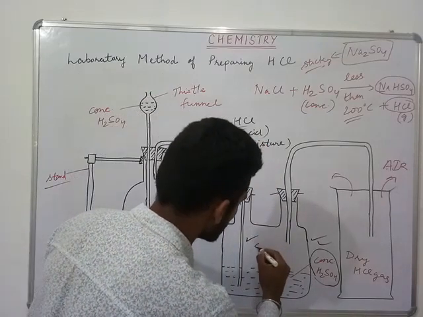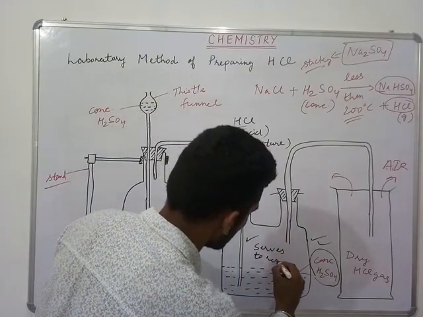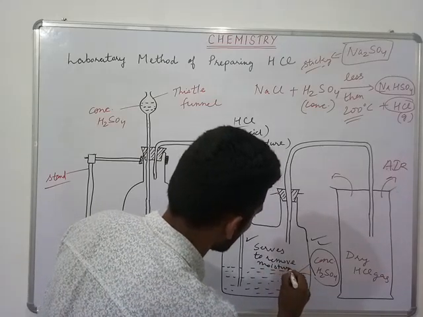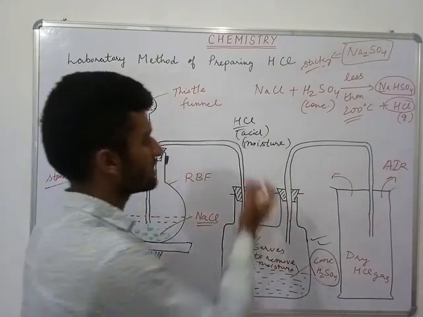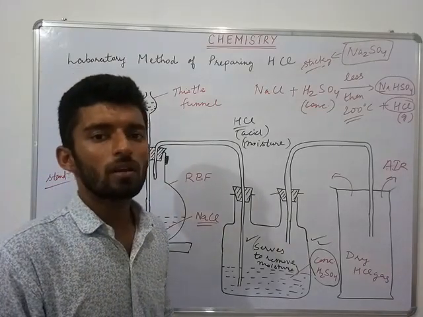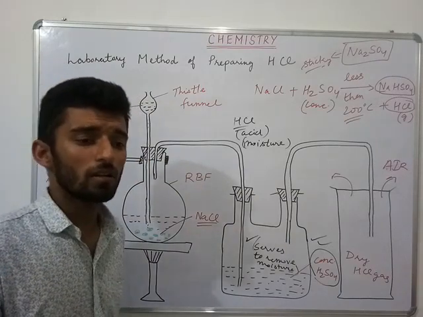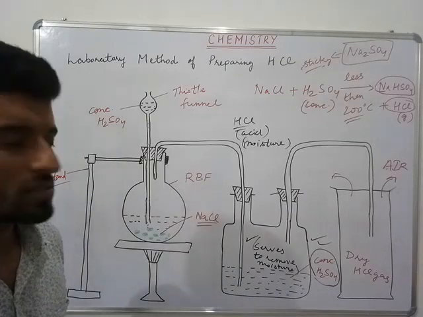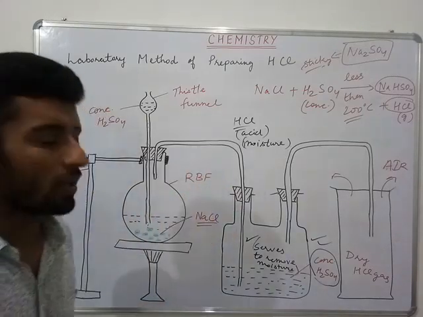This chamber serves to remove moisture. The purpose of using sulfuric acid: because it is acidic and HCl is also acidic, they do not react chemically. We don't use any other drying agent like calcium oxide or other basic drying agents, because HCl being acidic may react with a basic drying agent.